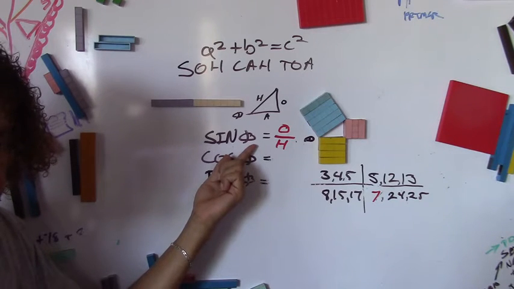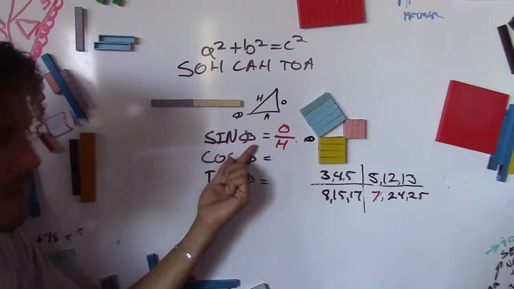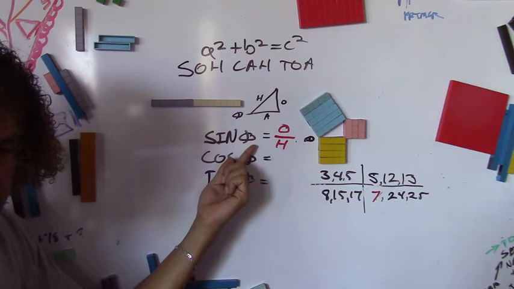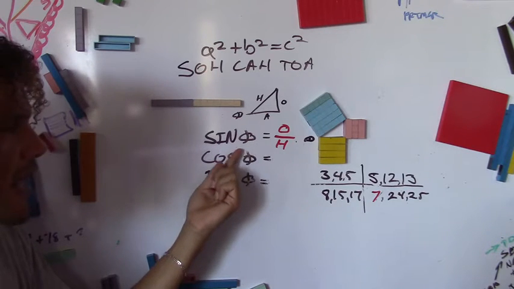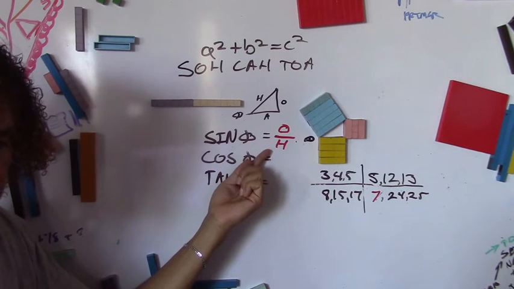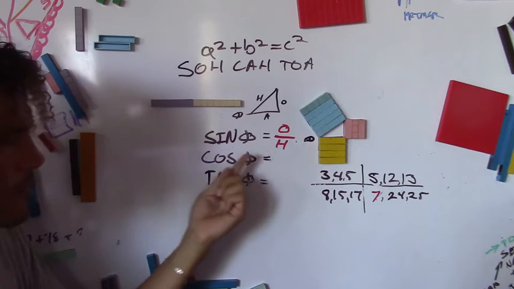So you're giving them definitions. Just like when we learn any language, you've got to know what the words mean. Hola, that means hello. You don't say hello in Spanish, you say hola. Buenos dias, that means good day. That also means good morning. That's also a greeting. You've got to know what the words mean. Buenos, that means good. Dias, that means day. Sine, that means opposite over hypotenuse. That's what this is.